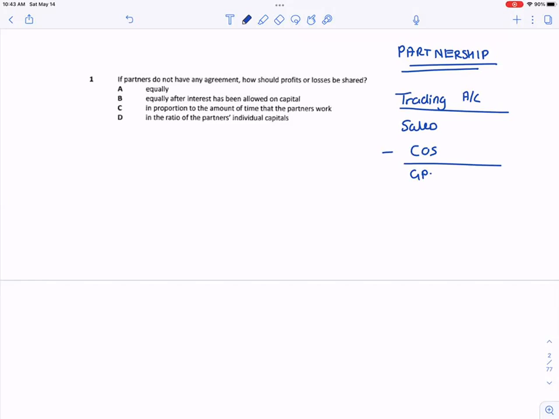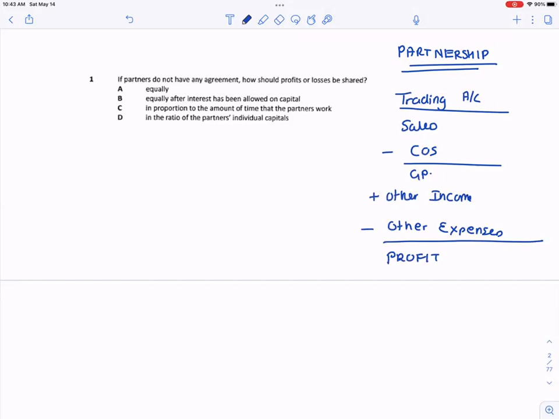Then after that, what do you do? After that, add other income, then less other expenses. What do you get? Profit for the year. You get profit for the year.